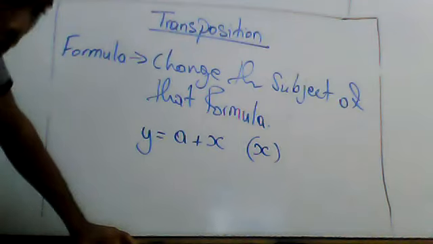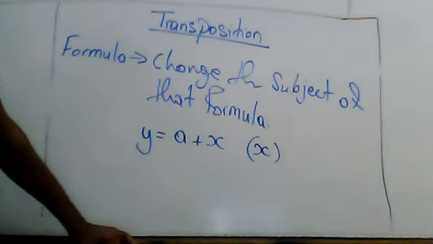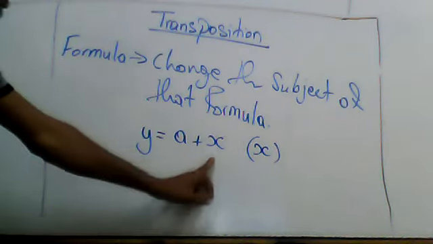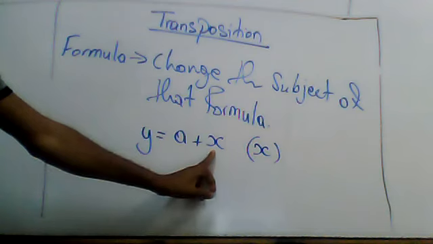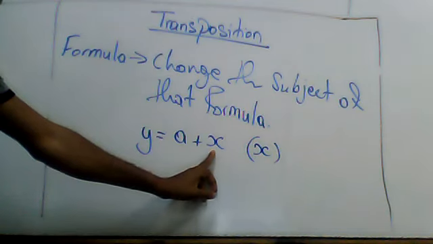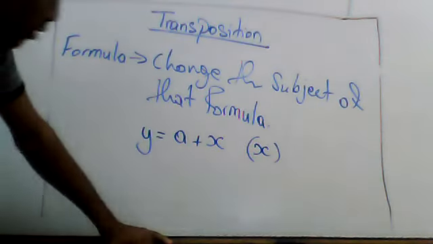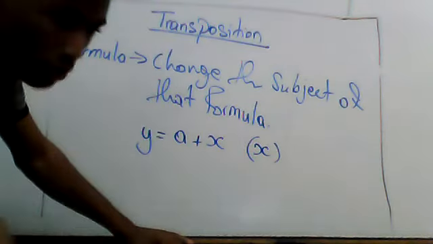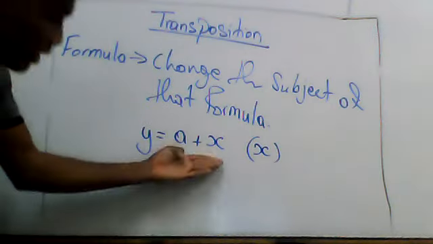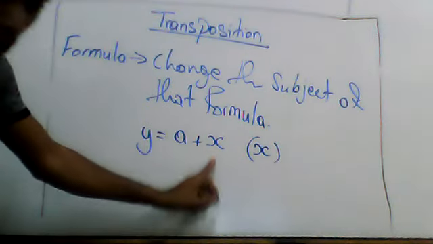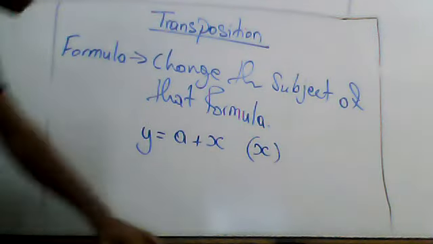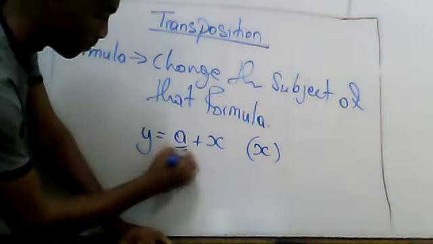Now, to make x the subject, you would have to get rid of everything that is around x, right? So to make x the subject, we have to remove everything from this side so that it's only x alone we have left on this side. So what I'm going to do, we need to remove this a.